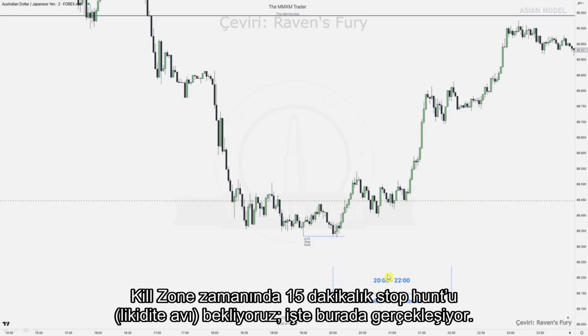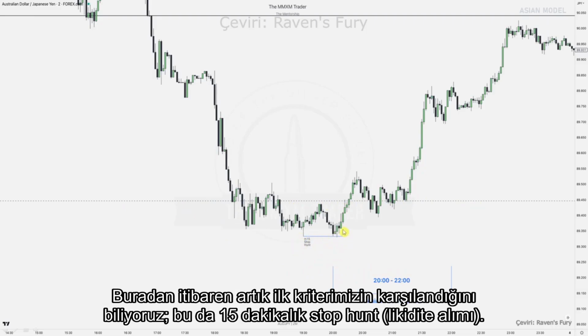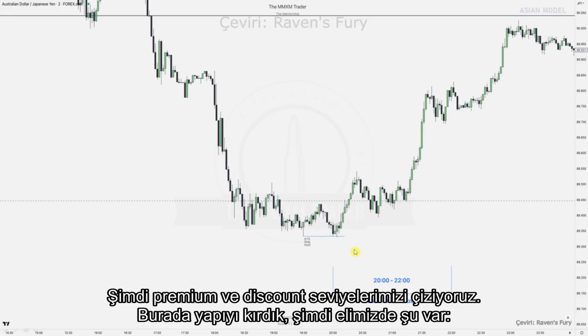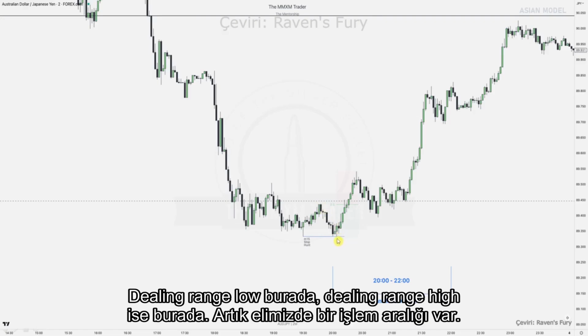And then we wait in our kill zone time, we wait for that 15-minute stop hunt, which happens over here, right? So from this point on out, now we know our first criteria has been met, which is that 15-minute stop hunt, and now we draw out our premium and discount levels, right? So we break structure up here. Now we have our dealing range low, which is down here, into this dealing range high up here.